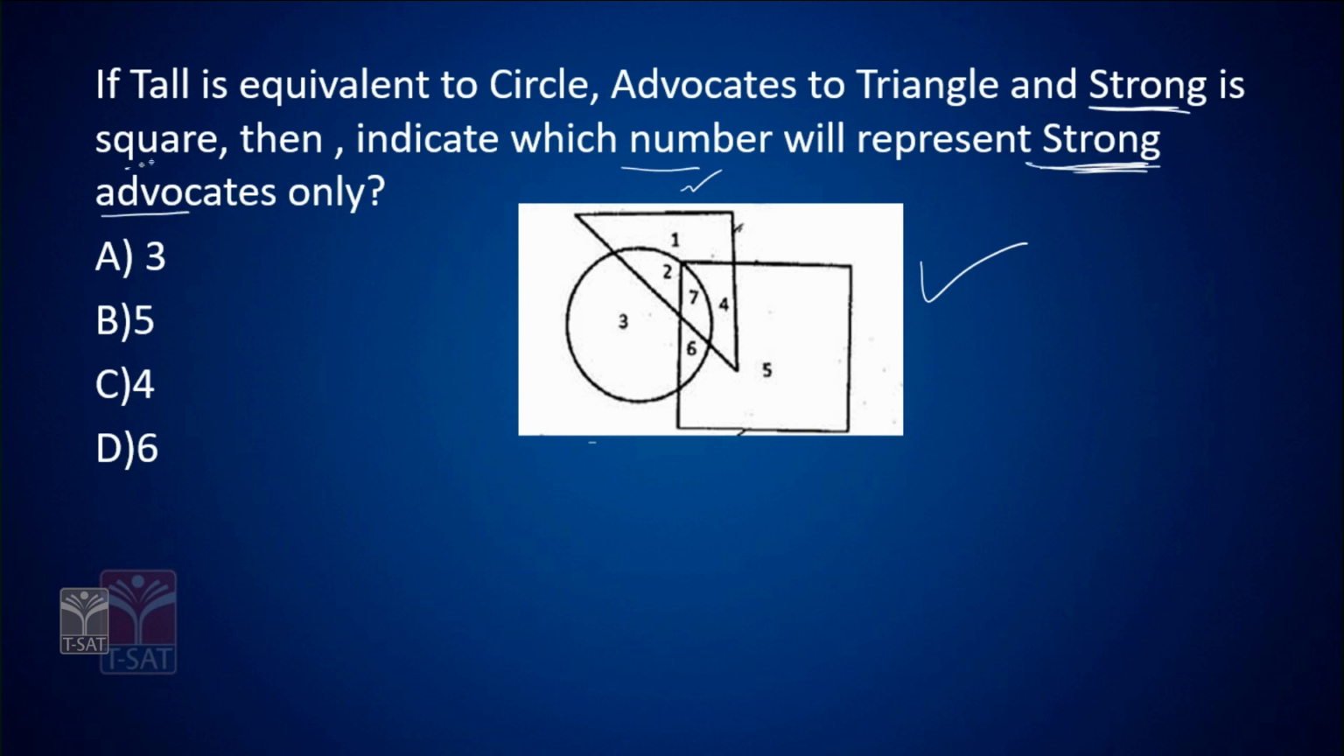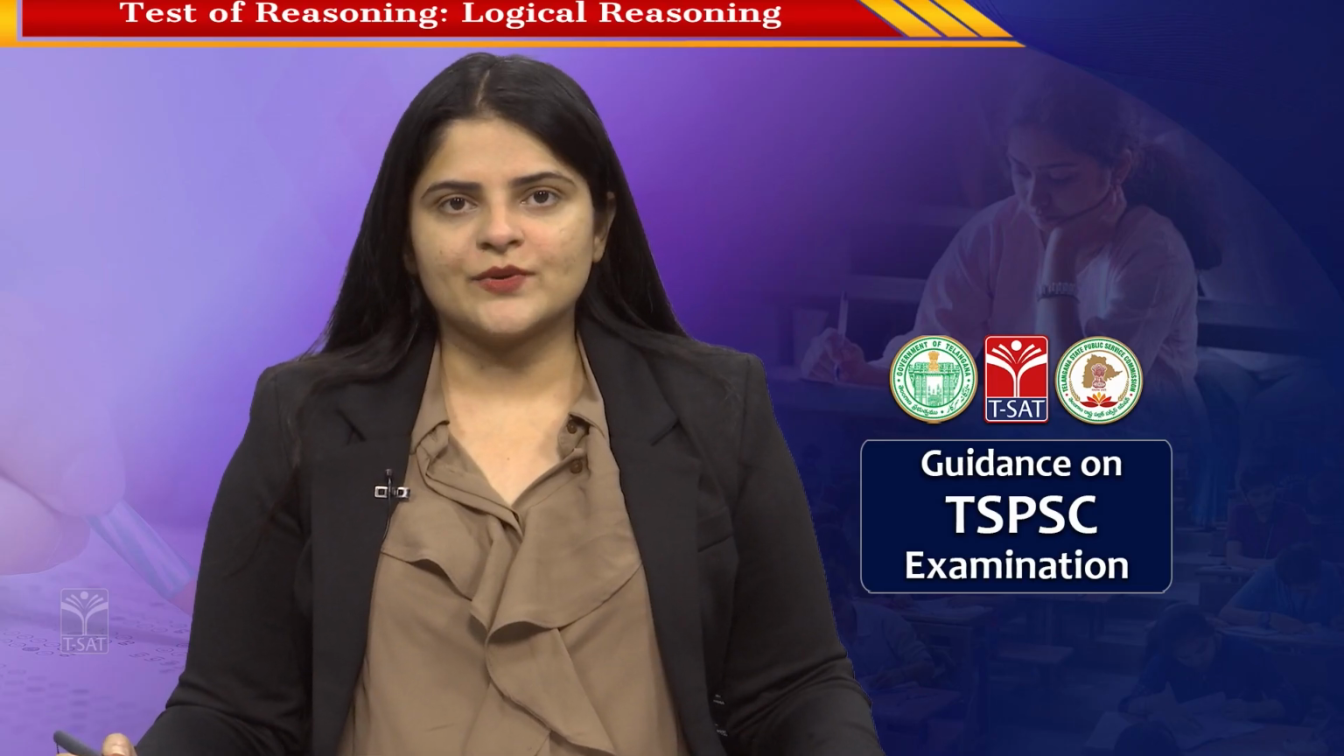So strong is equivalent to square. So let's just look at the square region. So here, this is the square region. So this is strong and they're asking strong advocates, and advocates is equivalent to triangle. So this is triangle. So here the overlap of advocates and strong is this area here. So when we look at this area, we have two numbers. We have 4, we have 7. Okay, but 7 is the overlap of three geometric figures, that is the circle, the square, and the triangle. But the question is asking strong advocates only. So if we want only two groups, it is this area here. So the answer is option C, 4. 4 represents strong advocates. Let's look at the next question now.